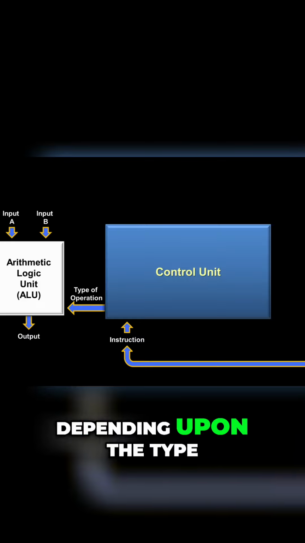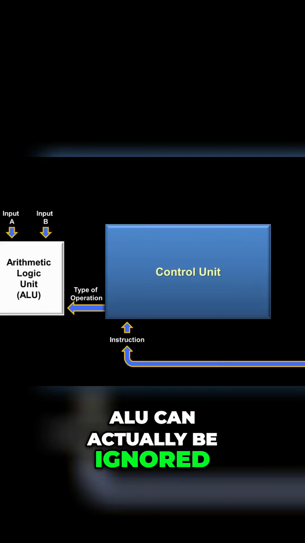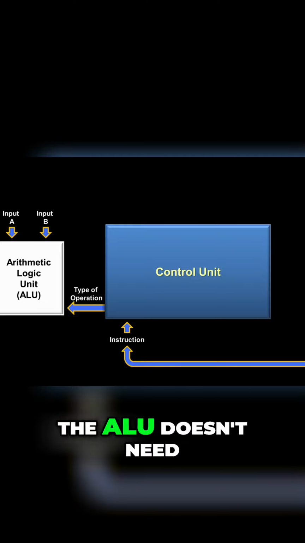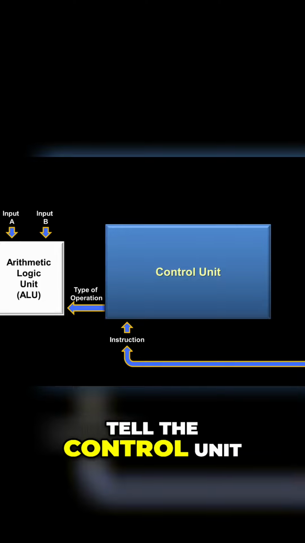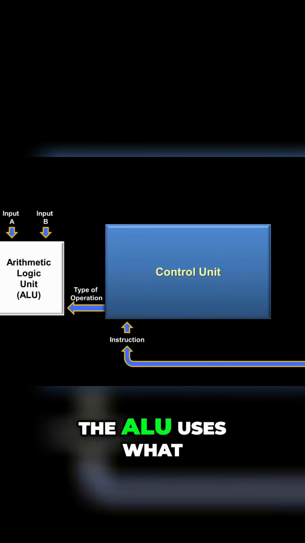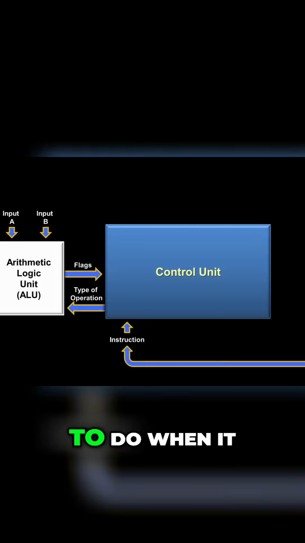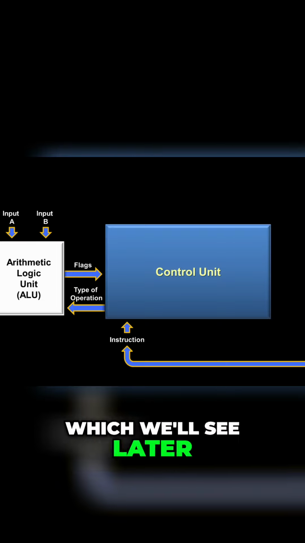Sometimes, though, depending upon the type of instruction, the output from the ALU can actually be ignored. For instance, if you have a compare instruction, the ALU doesn't need to output an answer. Instead, it just needs to tell the control unit how the two numbers compare to each other. For this, the ALU uses what are called flags, and they help the control unit decide what to do when it receives the next instruction, like jump if, which we'll see later.